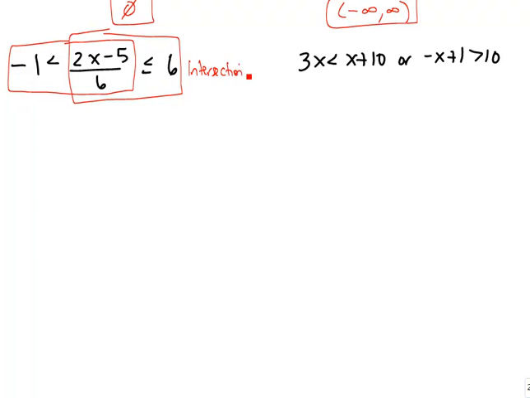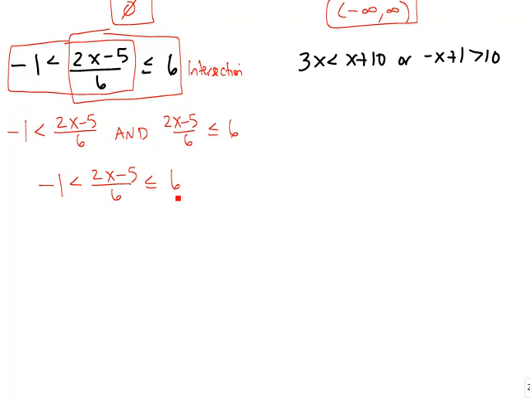The long way to think about this is it really means negative 1 needs to be less than (2x minus 5) all over 6, and at the same time (2x minus 5) over 6 needs to be less than or equal to 6. Now you could solve each of these individually and then do our number lines just like we've been doing, but as a shortcut for these triple inequalities, a lot of times what we'll do is we'll solve both of these inequalities simultaneously.